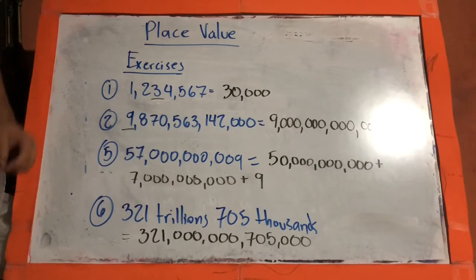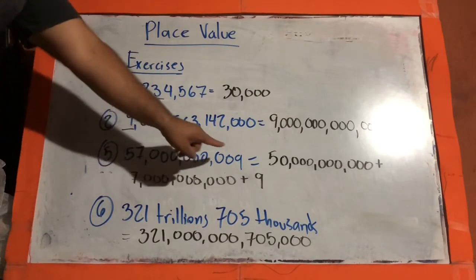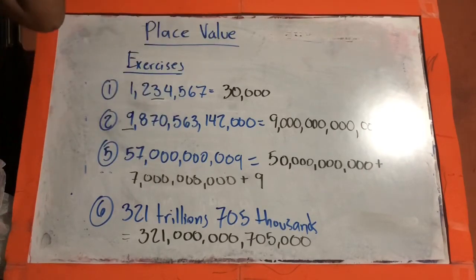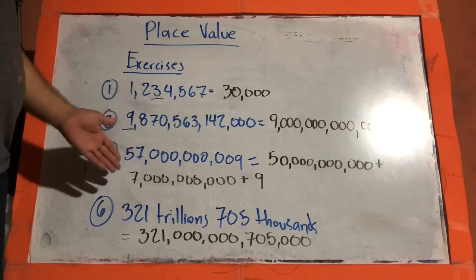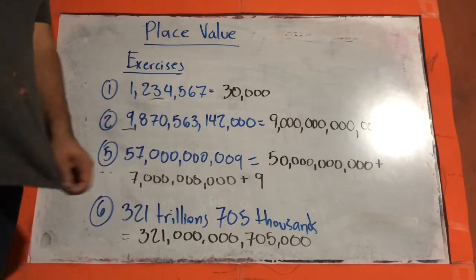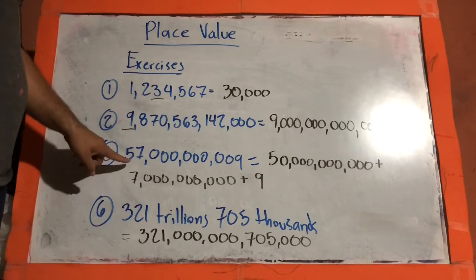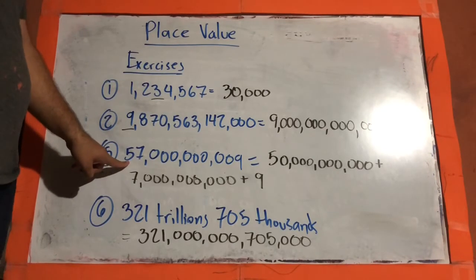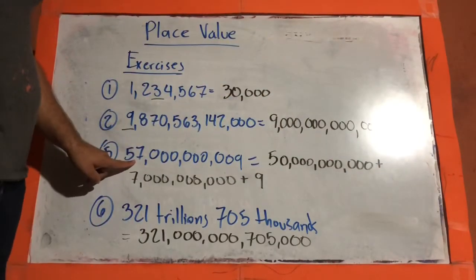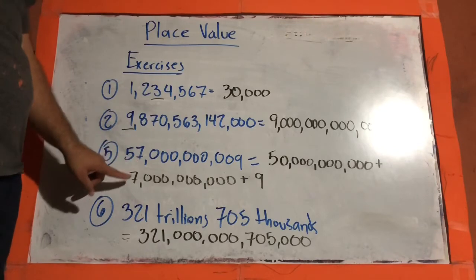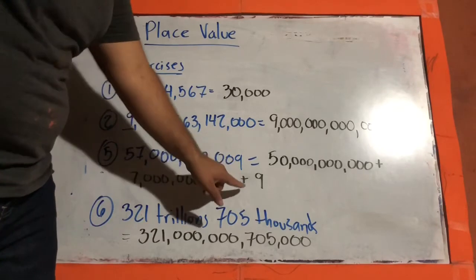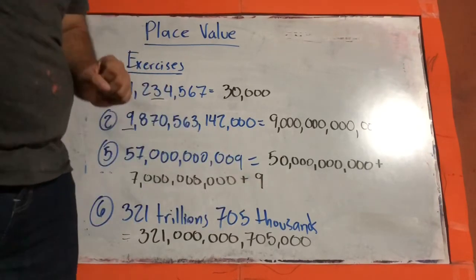In exercise number 5, what are we going to do? We're going to convert from standard form to expanded form this number, 57,000,000,009. So how do we do it? Write the numbers different than 0 with their place value. Here we have 5 in the position of 10 billion, so we write 50 billion, plus 7 in the position of billion, so we write 7 billion. Here it is. And then the other number different than 0 is 9, and it's in the position of 1, so we write plus 9.